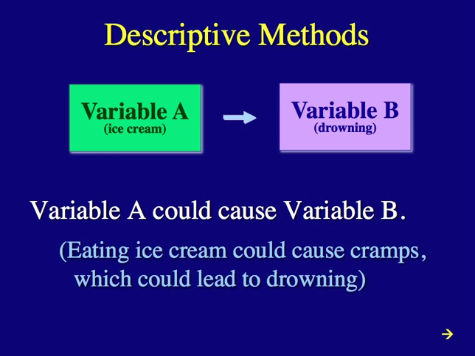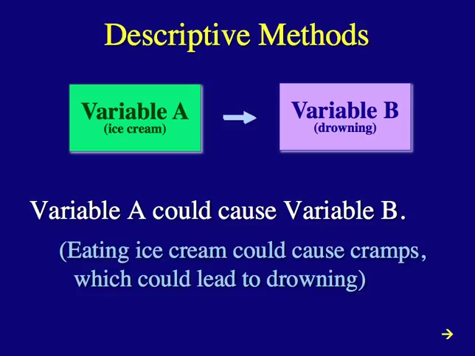So here we have a little picture illustrating this. Variable A, ice cream, is seen to be associated with variable B, drownings. There's a positive correlation there. The more ice cream, the more drowning. So this could be that variable A could cause variable B. For example, eating ice cream could cause cramps, which could lead to drowning.